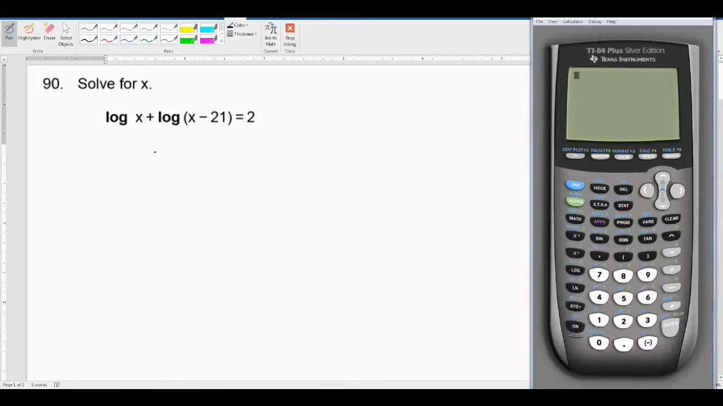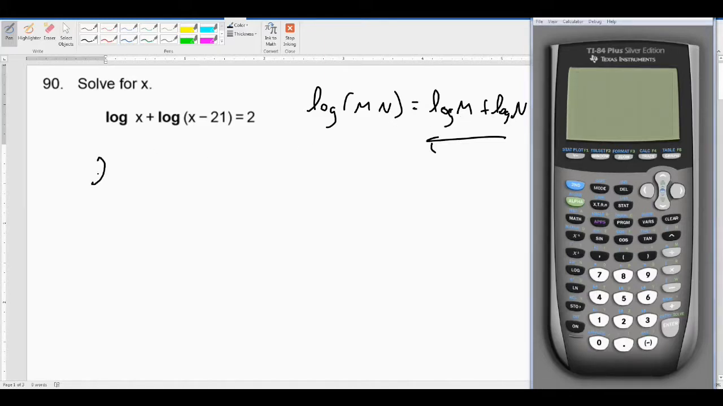Now in this problem, solving for x, it's a little bit more difficult. First thing we have to recognize is there's a property that says this. If you have log of m times n, that's the same as log of m plus log of n. We're actually going to go this direction. So if you get two logs being added together, it doesn't matter what the base is, you can combine them together as one single log by using multiplication. So it's going to be log of x times x minus 21 equals 2. Now this log, if you don't see a base, the base is always understood to be 10. It's called the common log.